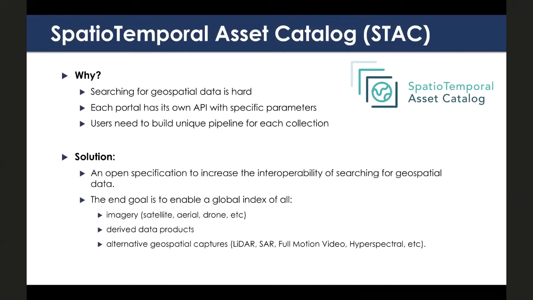So you can think about satellite imagery, aerial and drone imagery. You can think about derived products, like if you have a land cover map or a water mask derived from satellite imagery, or any kind of alternative data sources like LiDAR data, SAR data, hopefully in future more of the full motion video data, and also hyperspectral and any other kind of geospatial data.